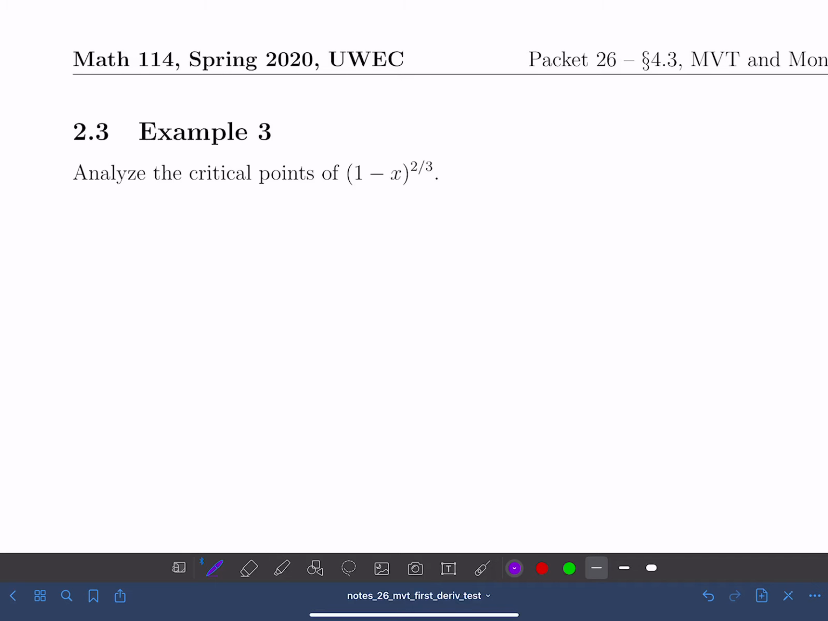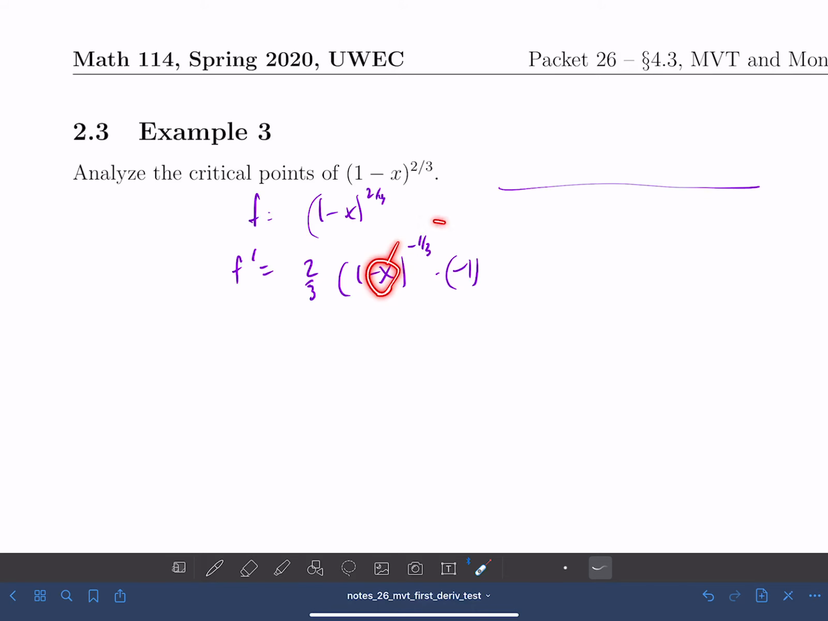Alrighty. So again, let's name it f equals 1 minus x to the 2/3. Number line. f prime equals 2/3 times 1 minus x to the -1/3 times -1. Where'd that -1 come from? Chain rule. Okie dokie. So standard questions. Where is f prime undefined? Where is f prime 0?